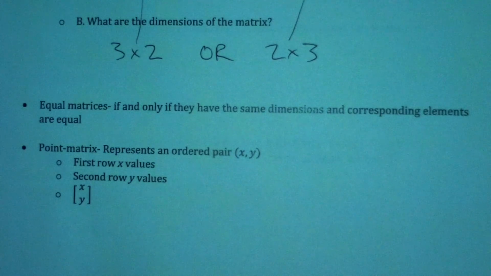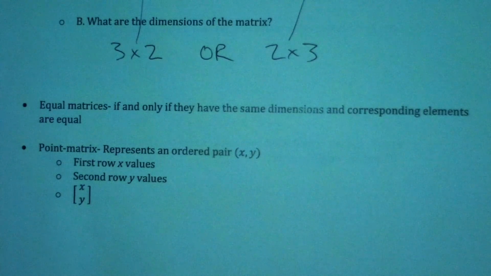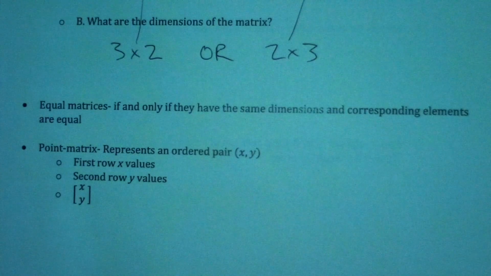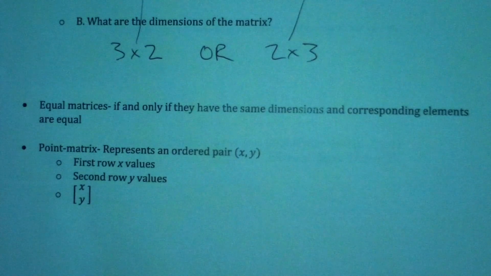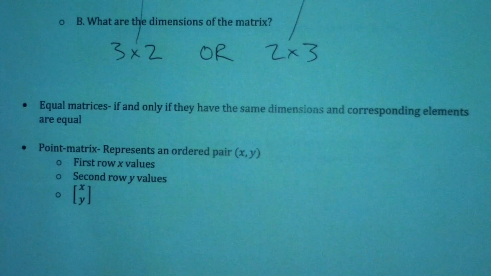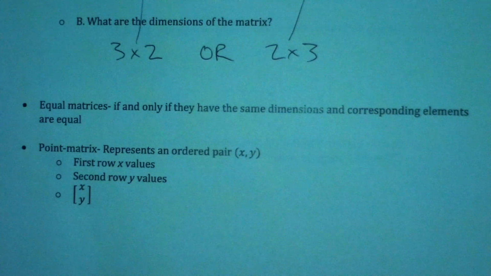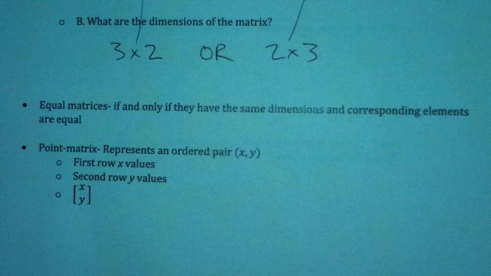Next thing there, point matrix. So we're going to use this quite a bit. It's basically using a matrix to represent ordered pairs. So the first row is going to be all of your x values, and then the second row is going to be all of your y values, and the ordered pairs stack with each other. So like this x goes with this y. If there was another x there, that x would go with that y, and they're just all stacked up with each other. Okay? And that's actually what we're going to do with the next thing there.